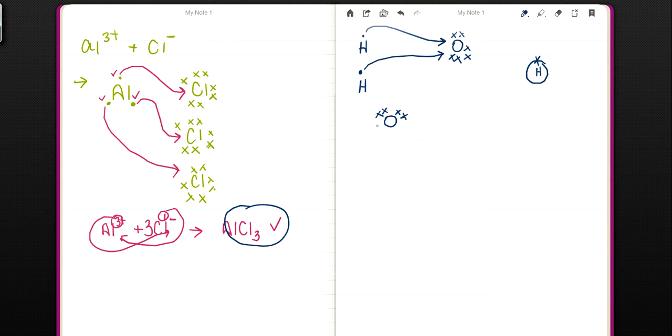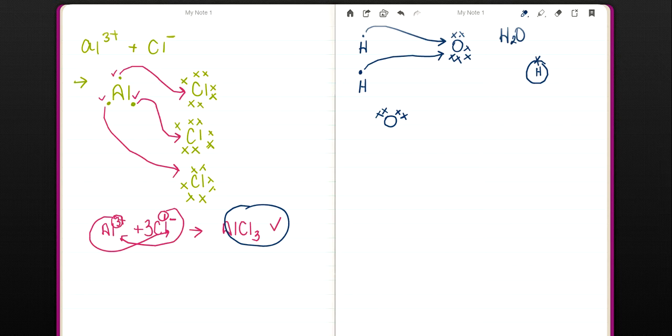Alright, so to continue what we were doing before I got cut off by my encoder, I was trying to show you that basically you share electrons when it comes to nonmetals. And here we have a perfect example of that with water. Water is H2O, right?